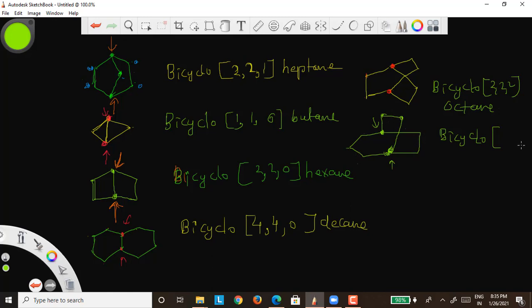You have to make descending order of the numbers. So this should be 3 2 2. How many total carbons? 3 plus 2 plus 2 is 7, and 2 bridgeheads, 9. So this should be nonane.